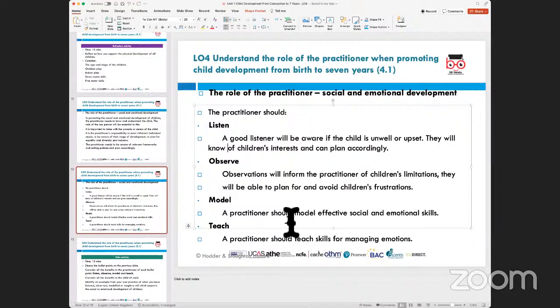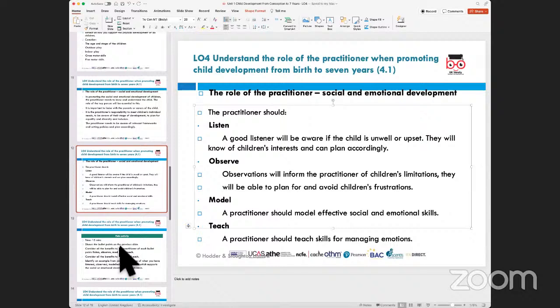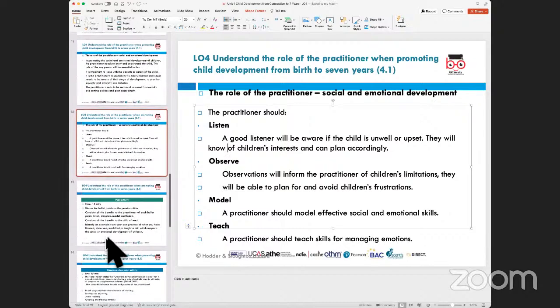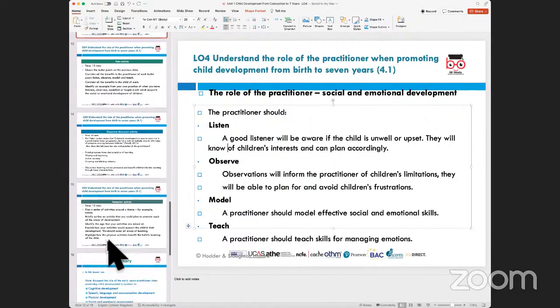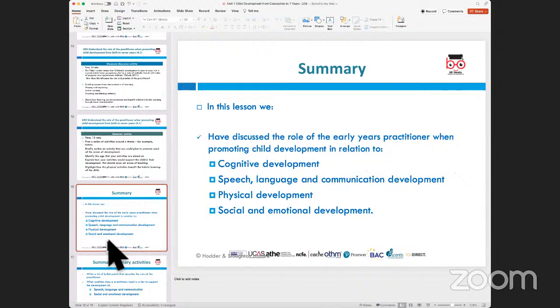So the listen, observe, and teach model tends to be a good technique to help develop social and emotional bonds and connections between the teacher, or in this case the early years practitioner, and the children you're working with and managing. So with this, we come to the end of our discussion.